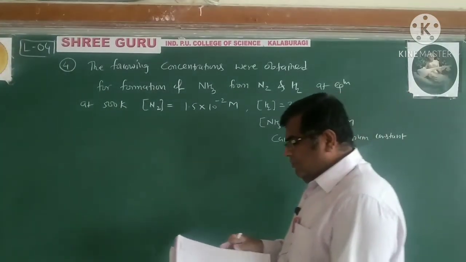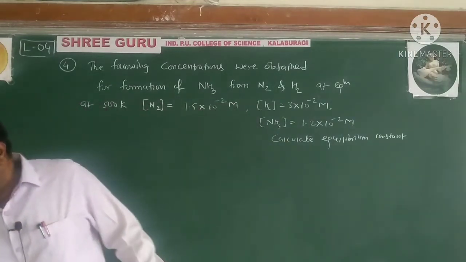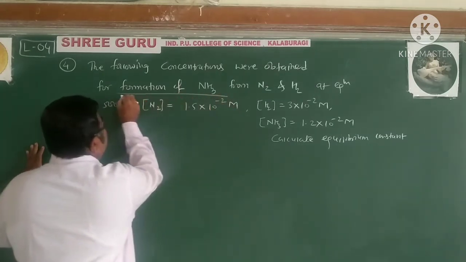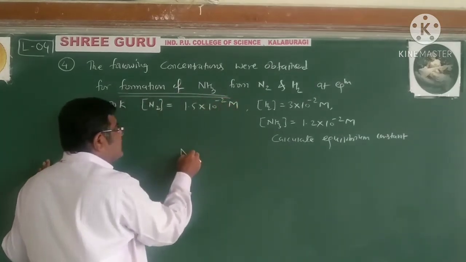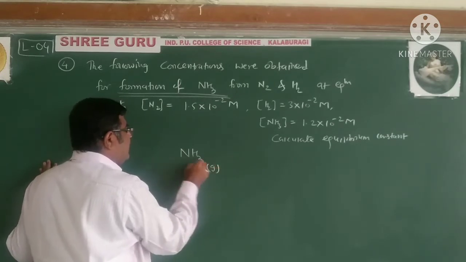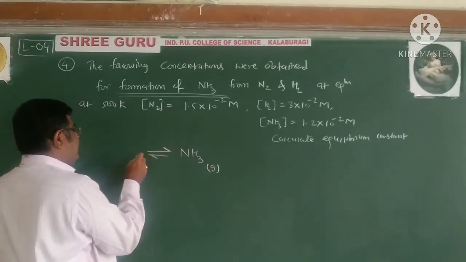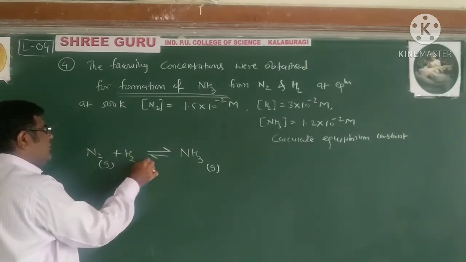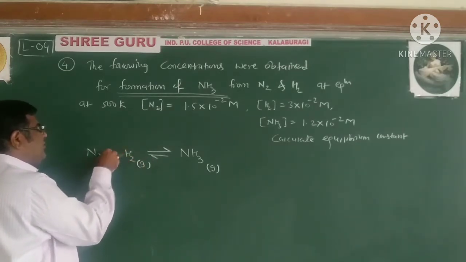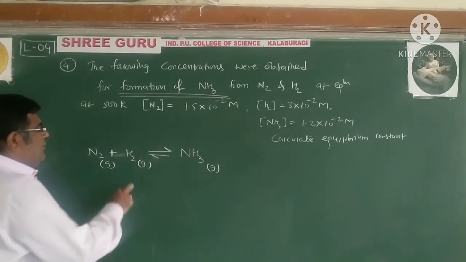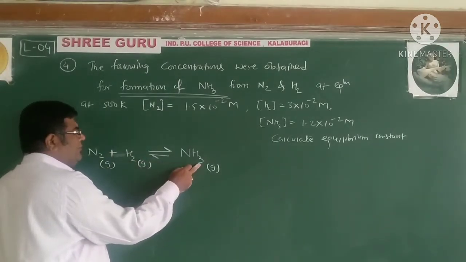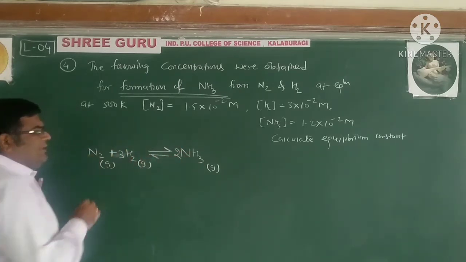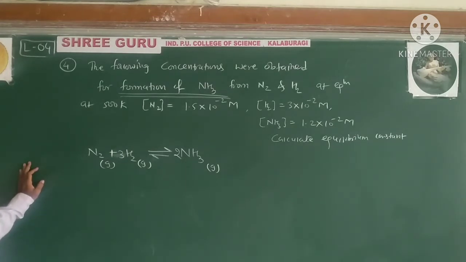Now, we have to first write the reaction for the formation of ammonia. Ammonia is formed from nitrogen and hydrogen. Whether the reaction is balanced or not: here there are 2 hydrogen, here there are 3 hydrogen, 2 nitrogen. Write here 2, 6 hydrogen, write here 3, and the reaction is balanced.